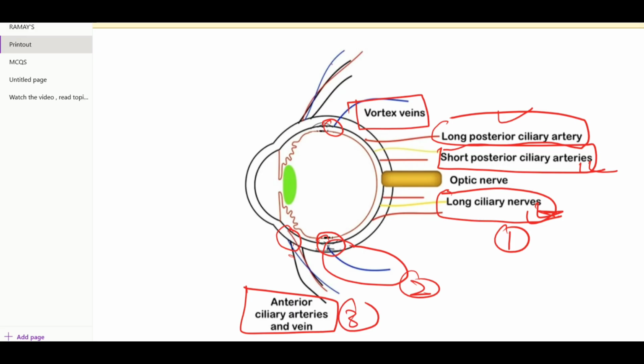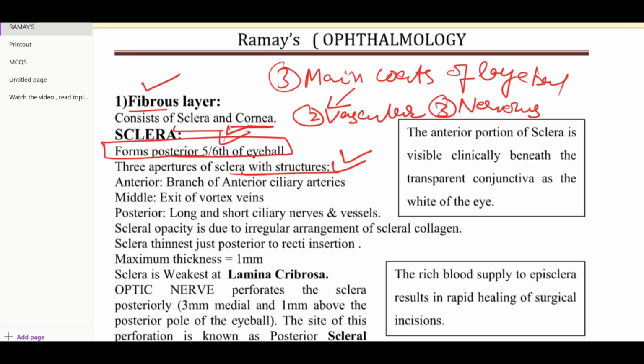Let's see in the Ramay theory. Anterior aperture for the branch of the anterior ciliary artery. I have shown you the middle for the exit of the vortex veins. Posterior one for the long and the short ciliary nerves and the vessels.